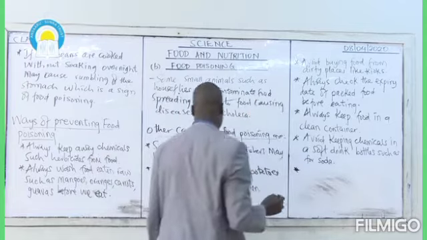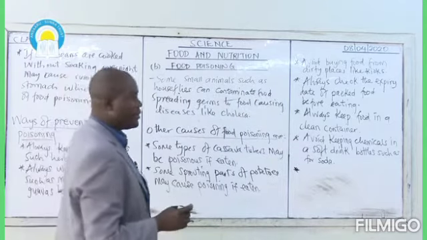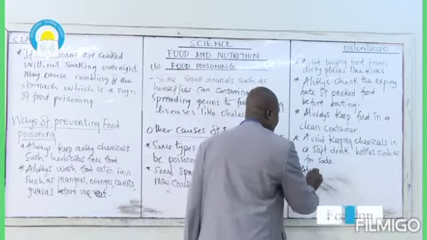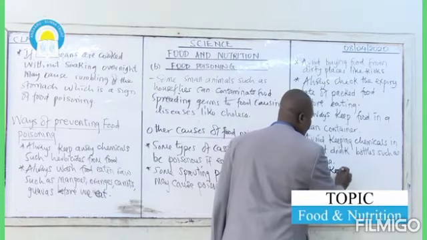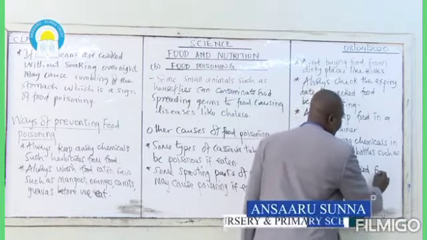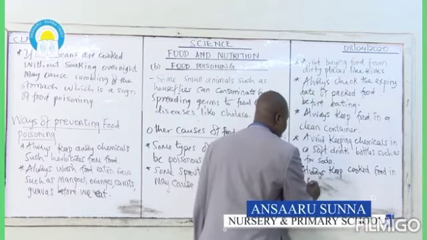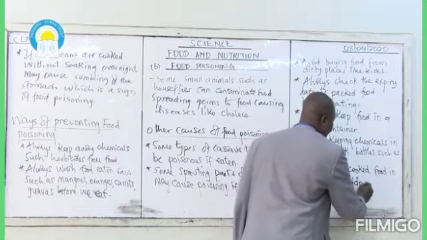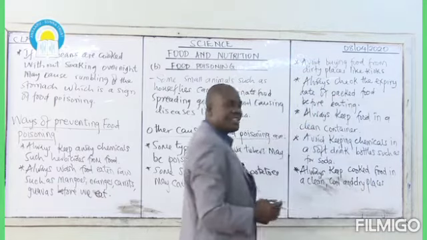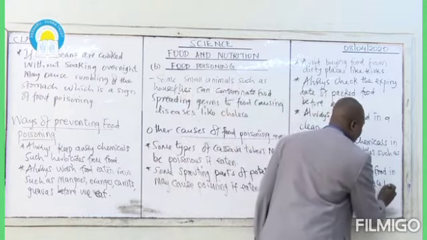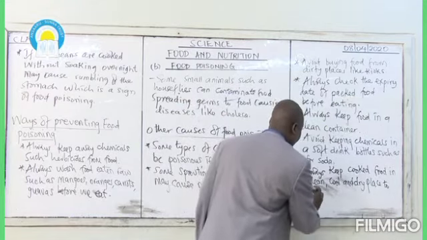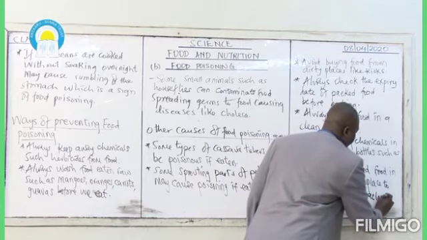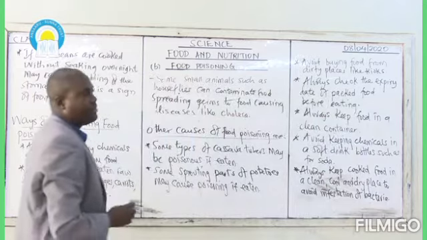As we summarize, we can also prevent food poisoning by keeping food in a cool and dry place. Always keep cooked food in a clean, cool, and dry place to avoid infestation of bacteria. So those are the ways you can prevent food poisoning.